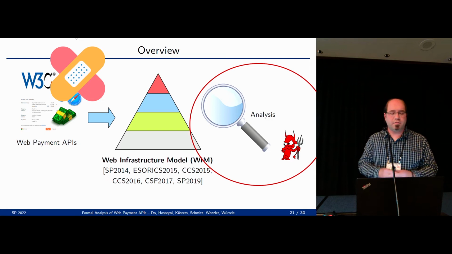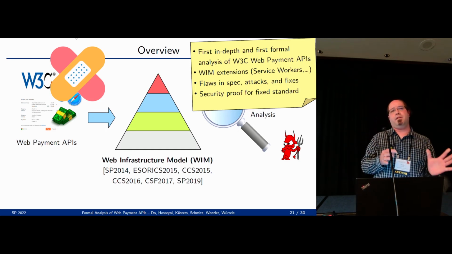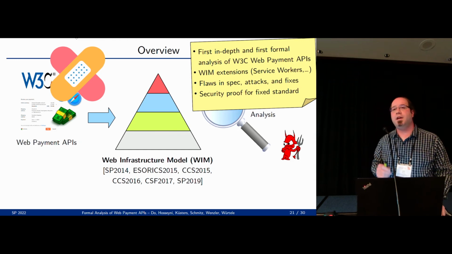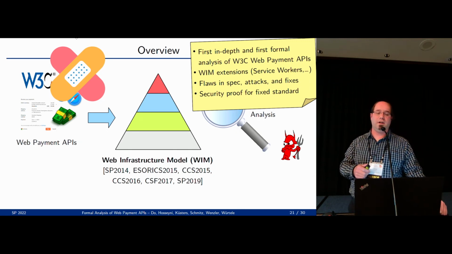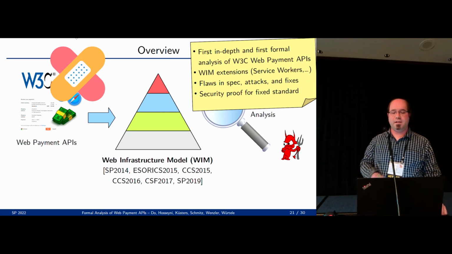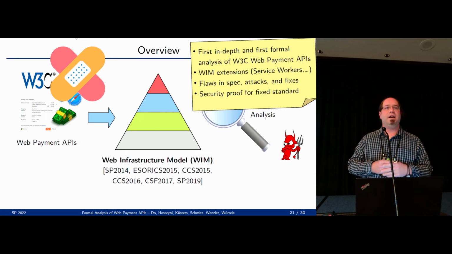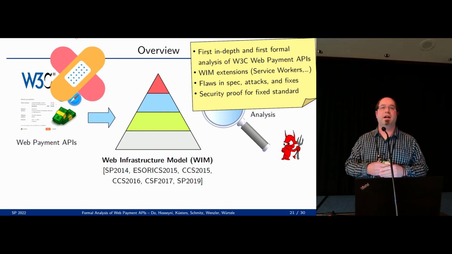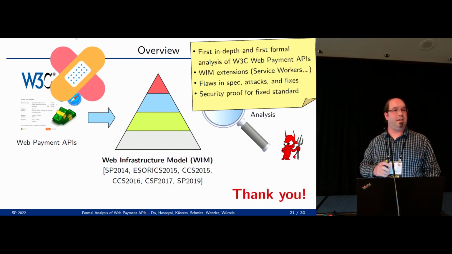Okay, so to conclude, we performed the first in-depth and first formal analysis of the W3C web payment APIs. For this, we used the web infrastructure model, which we had to extend significantly, and in particular, we added features like service workers, which are also of independent interest. We identified several flaws in the specifications, found attacks, and also proposed fixes which have been adopted by the W3C. And also, we ran a security proof on the fixed standard and showed that the standard is actually secure. With this, I'm happy to take your questions, and thank you very much for your attention.